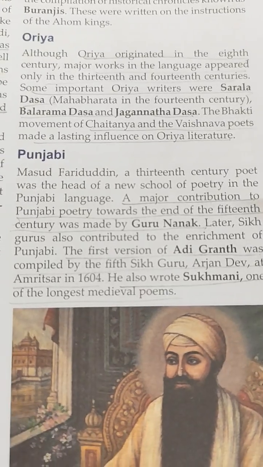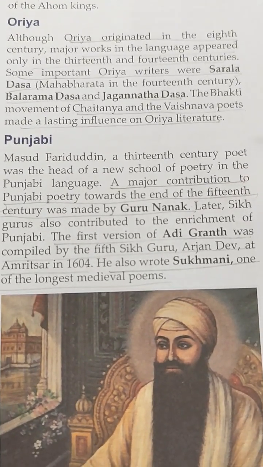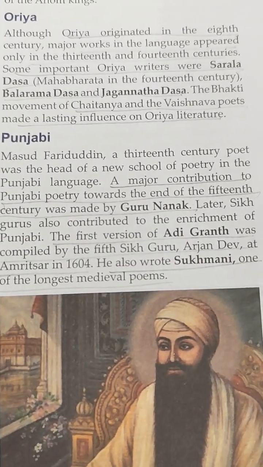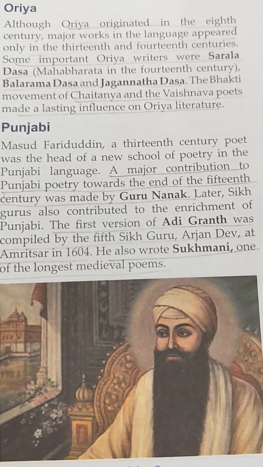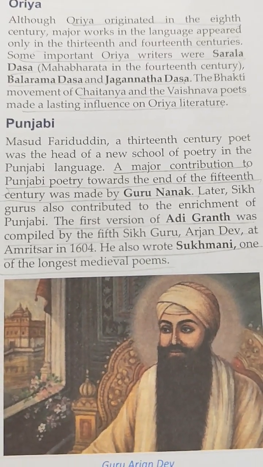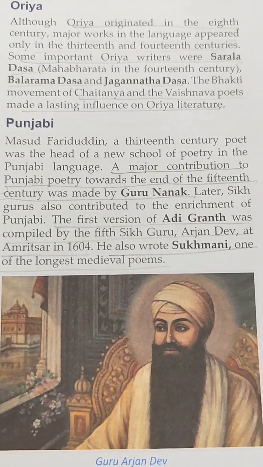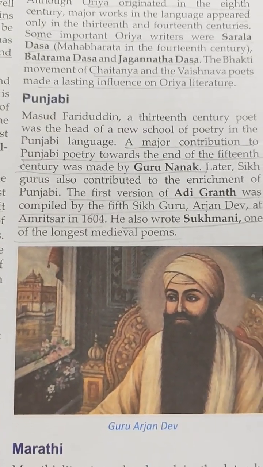Then next is the Punjabi language. A major contribution to this language was made at the end of the 15th century by Guru Nanak. The first version of the Adi Granth, that is the holy script of the Sikhs, was compiled by the 5th Sikh Guru Arjan Dev at Amritsar in the Punjabi language. He also wrote Sukhmani, one of the longest medieval poems in this same language.